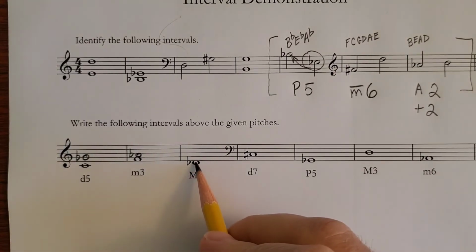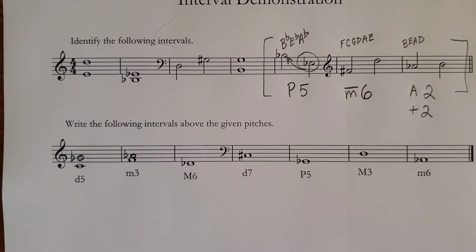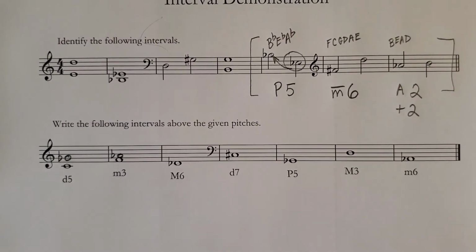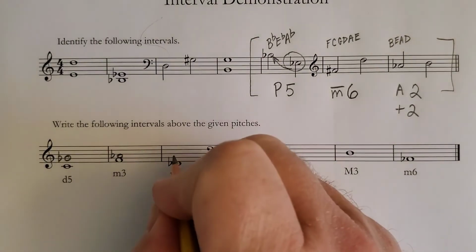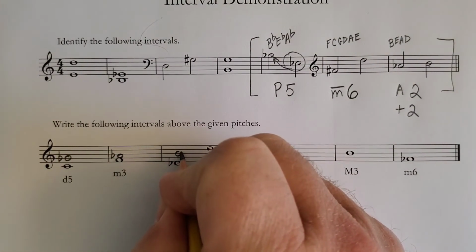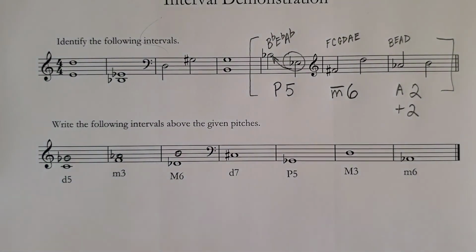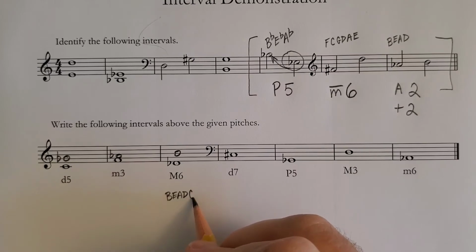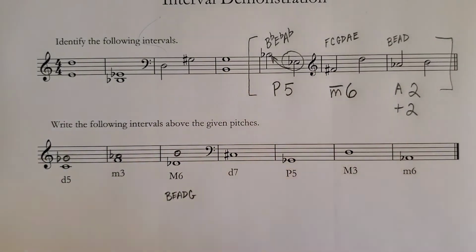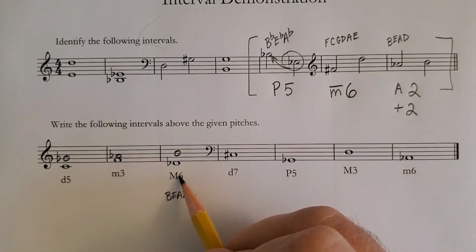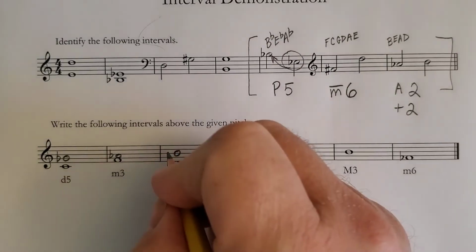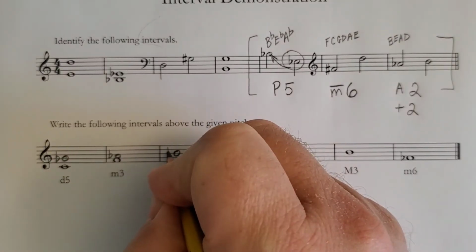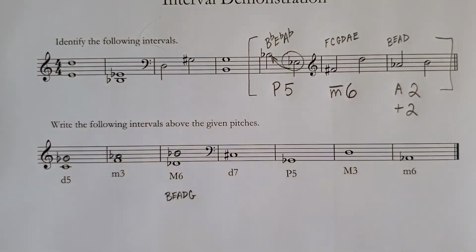Okay, major sixth above D flat. So first thing, count a sixth above D. D, E, F, G, A, B. Some kind of B. Okay, I'm thinking the scale of D flat major, which has B flat, E flat, A flat, D flat, and G flat. So if I want to write a major sixth above D flat, I do want to use the B flat because I know the B flat is in the scale of D flat major.